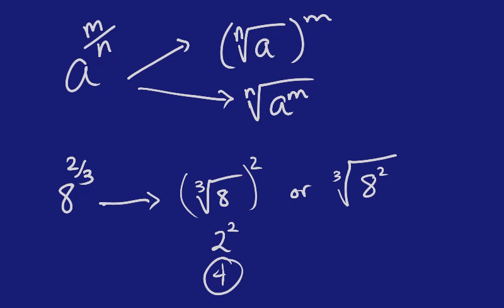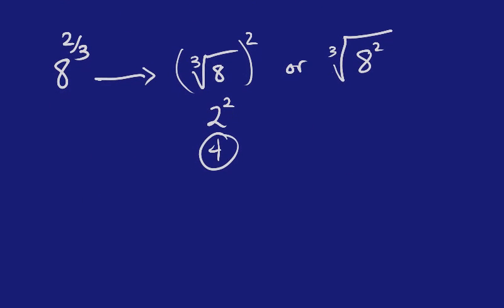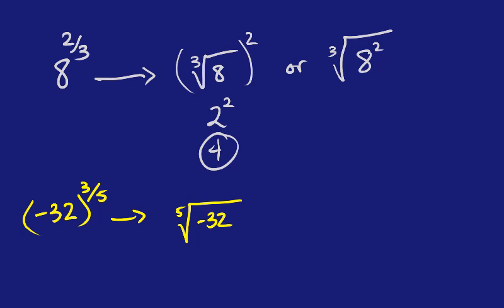And so I'll do one more, just so that you can see the idea, and I'll leave that in the problem. So what if I said it was negative 32 and then to the 3/5. So we could write it this way. You would write it as the fifth root of negative 32 and then raised to the third.